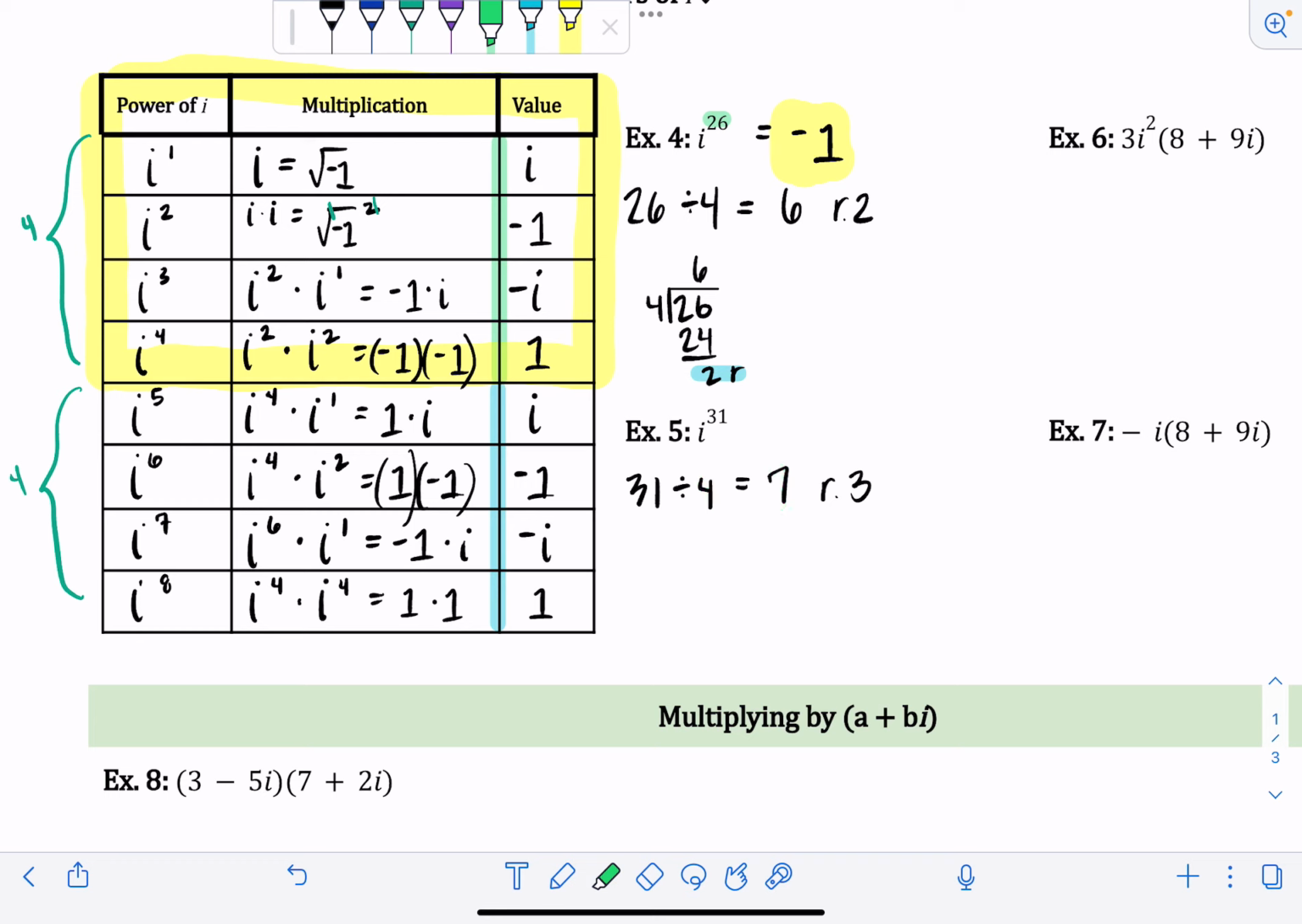And then my remainder of 3 is telling me I have to make this match up with my i to the 3rd power, that row. So it's telling me it simplifies to -i. So this whole thing is equal to -i.